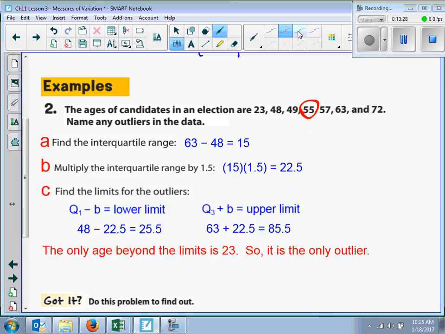So to find quartile 1 and quartile 3, we look at the lower half and the upper half. 48 is my quartile 1. Does everybody see how that works out? In the upper half, the median of the upper half is quartile 3. So there is your third quartile.